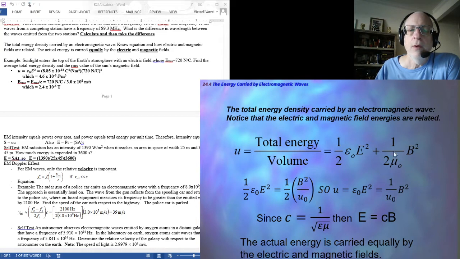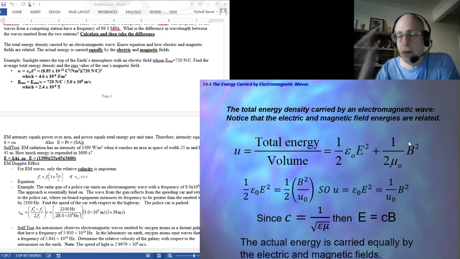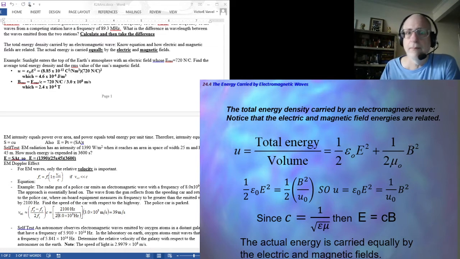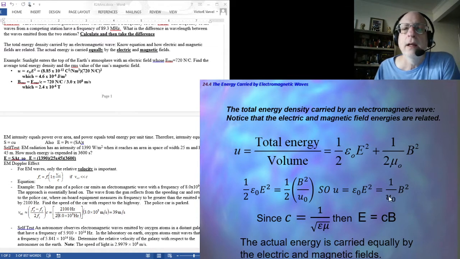So I would have 1/2 epsilon naught E squared plus 1/2 epsilon naught E squared, which would be epsilon naught E squared. 1/2 plus 1/2 is 1. So U is equal to epsilon naught E squared, or it is equal to 1 over mu naught B squared. This U and this mu are not the same. This U is energy density, and this mu is the magnetic permeability of free space.